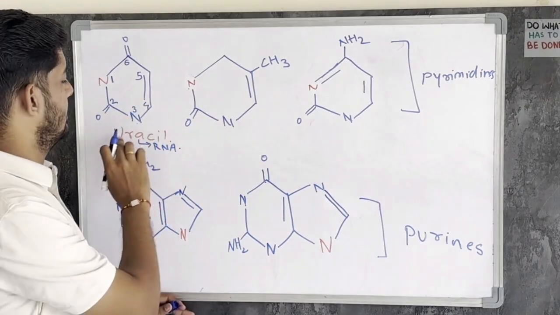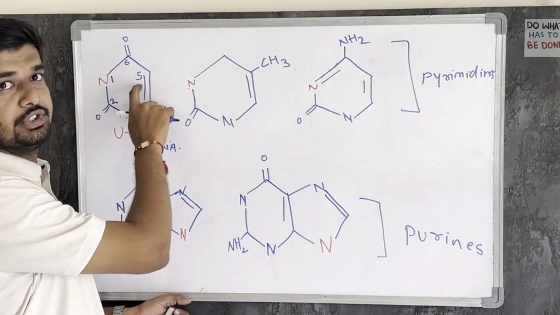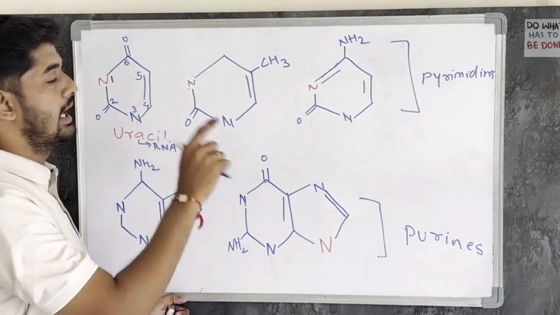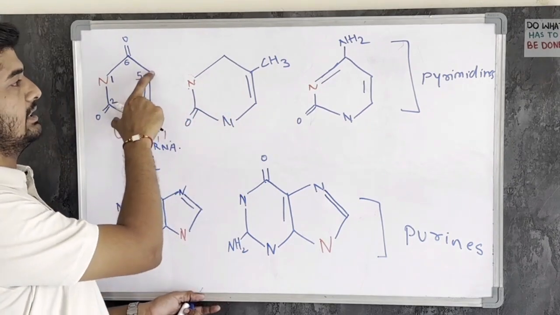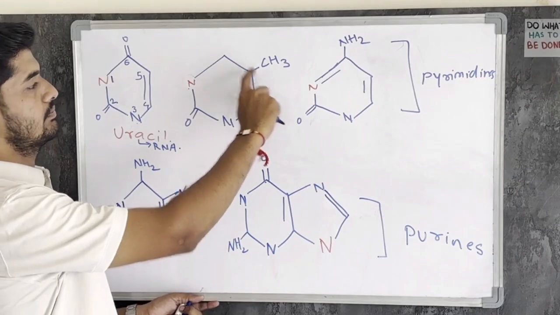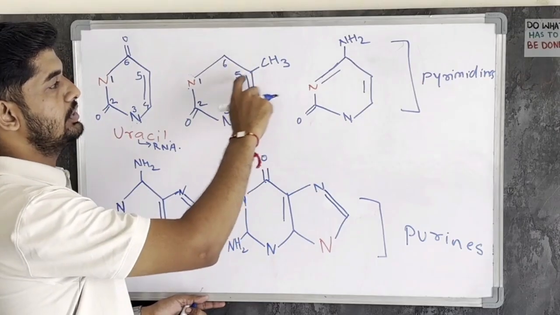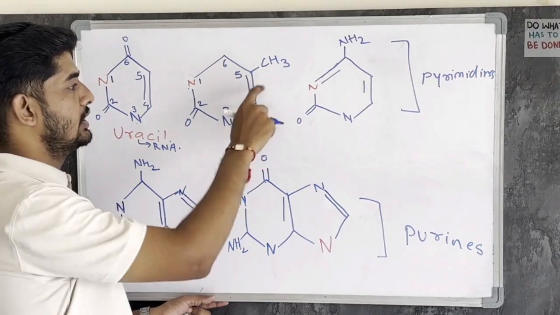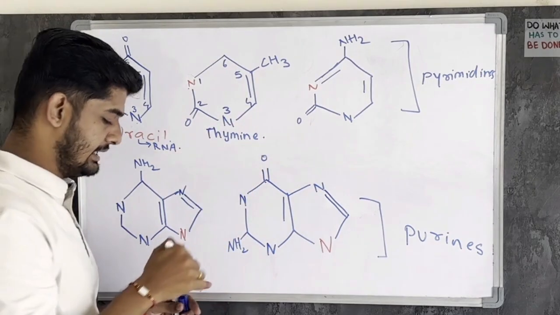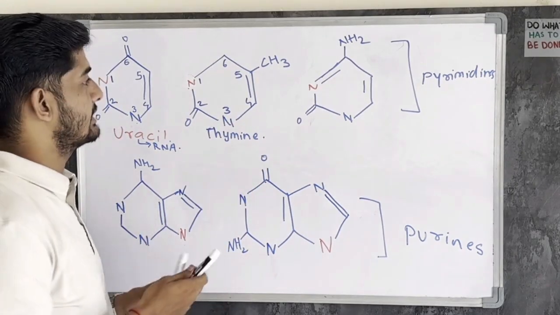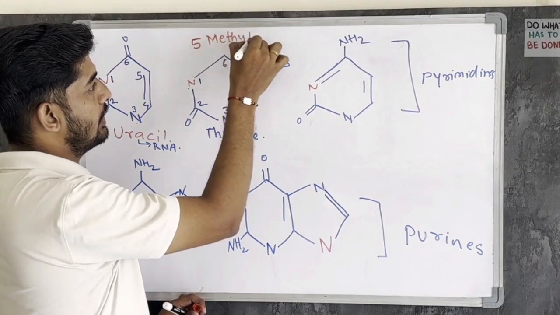So in this uracil, when there is addition of a methyl group at the fifth position, we will get the thymine. So we can see here the structure is basically the same, only at the fifth position there is addition of this methyl. So this is the thymine. There is another name for the thymine. Thymine is also called 5-methyl uracil.